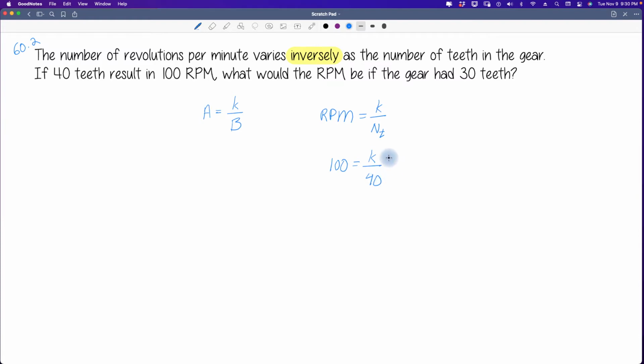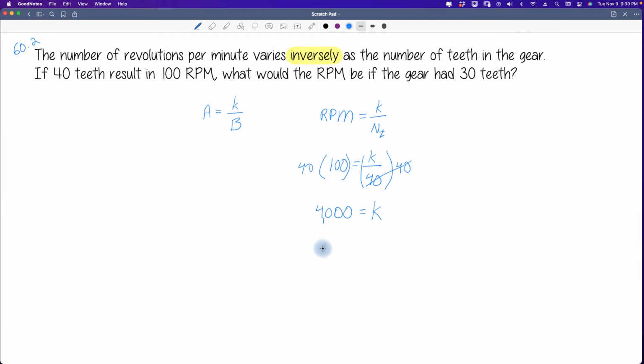We're going to multiply both sides by 40. That's going to be 4,000. These cancel. This is K. So our constant is 4,000, right? If 40 teeth result in 100 RPM, what would be the RPM?